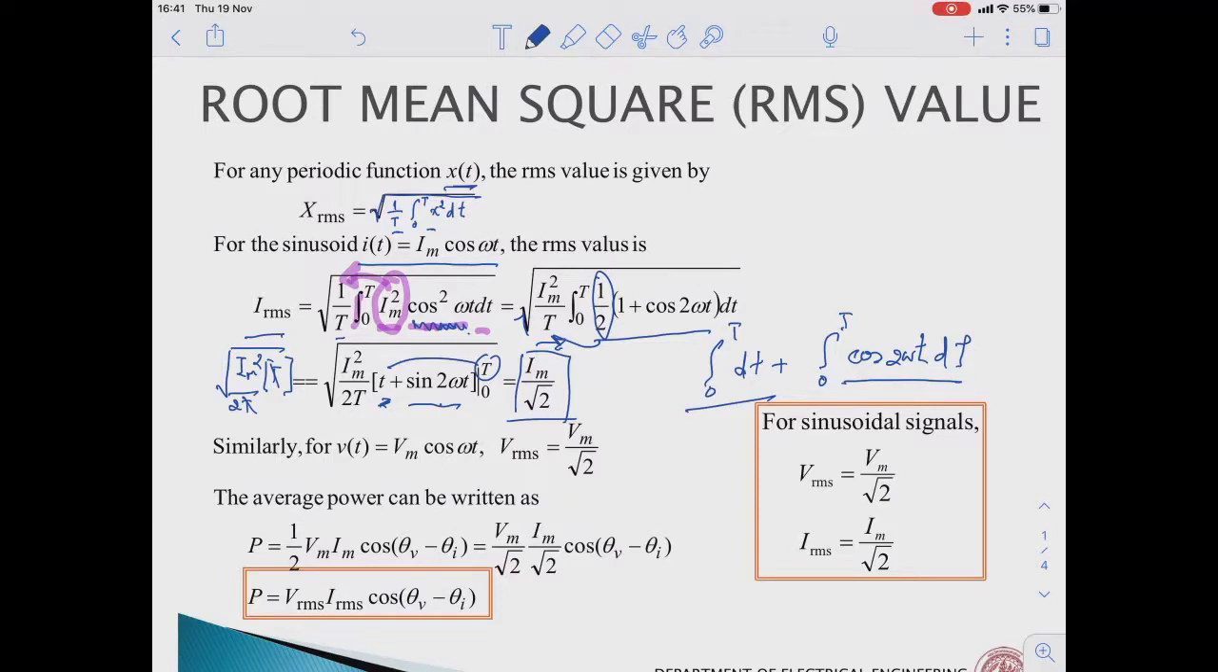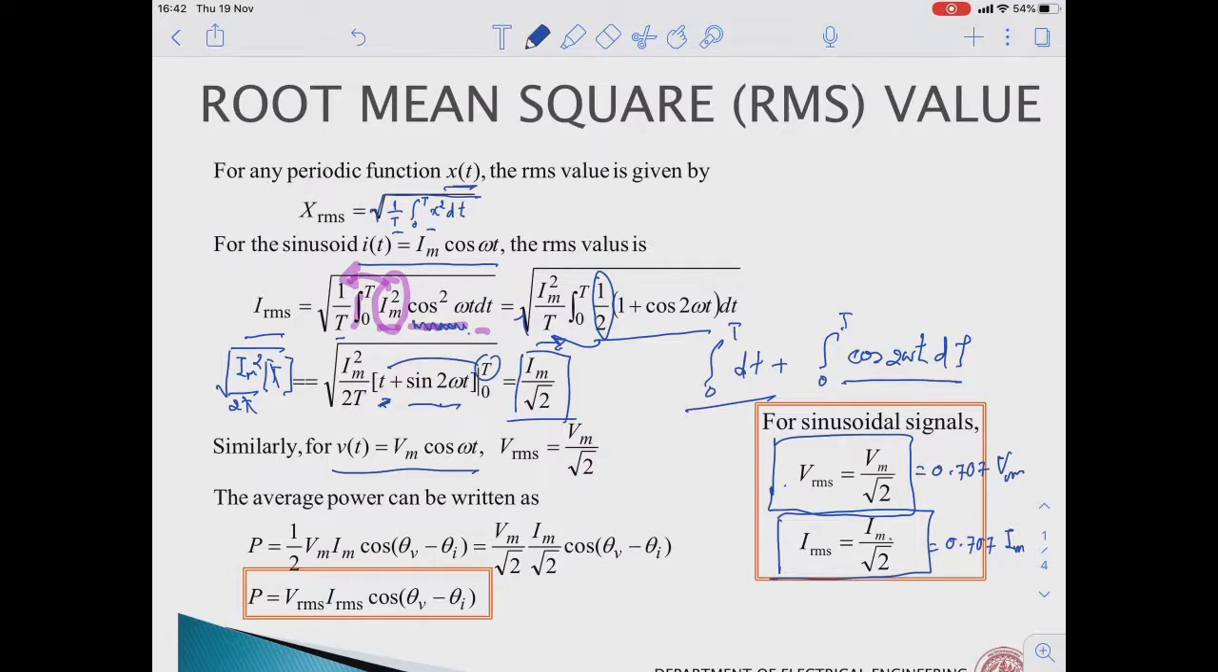It turns out that I_RMS is equal to Imax divided by square root 2, which is equal to 0.707 Im. Similarly, the voltage has the same form, Vm cosine omega t. When we derive it, we come up with V_RMS equal to Vm divided by square root 2, which is equal to 0.707 Vm.